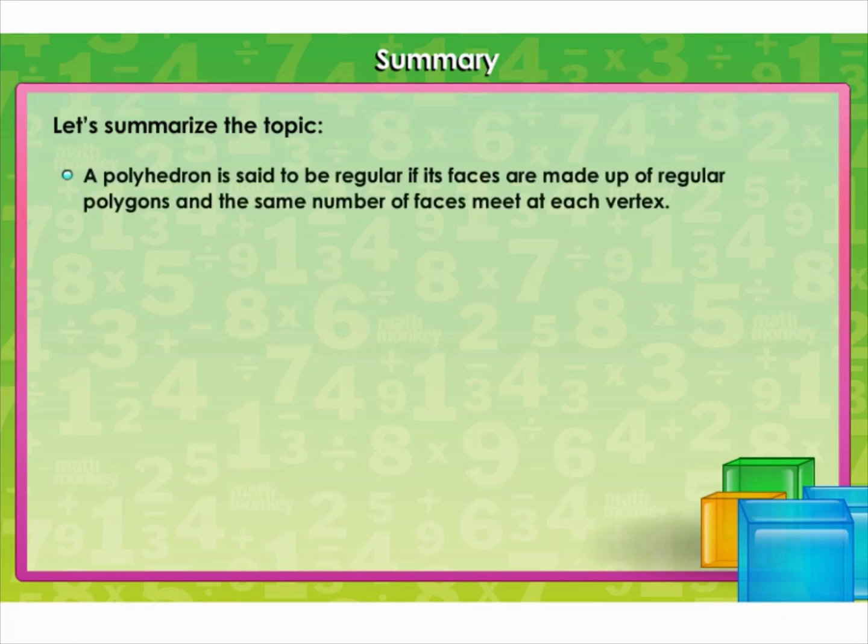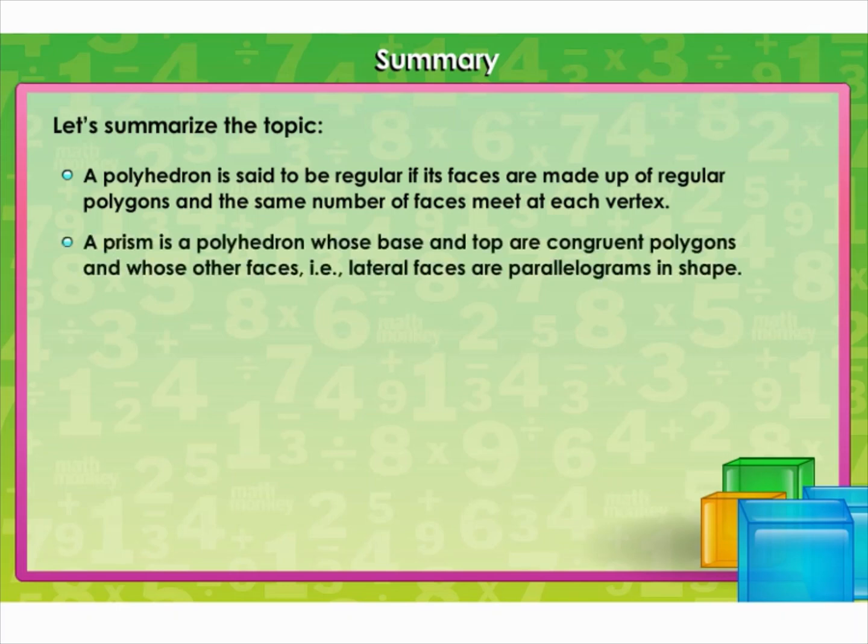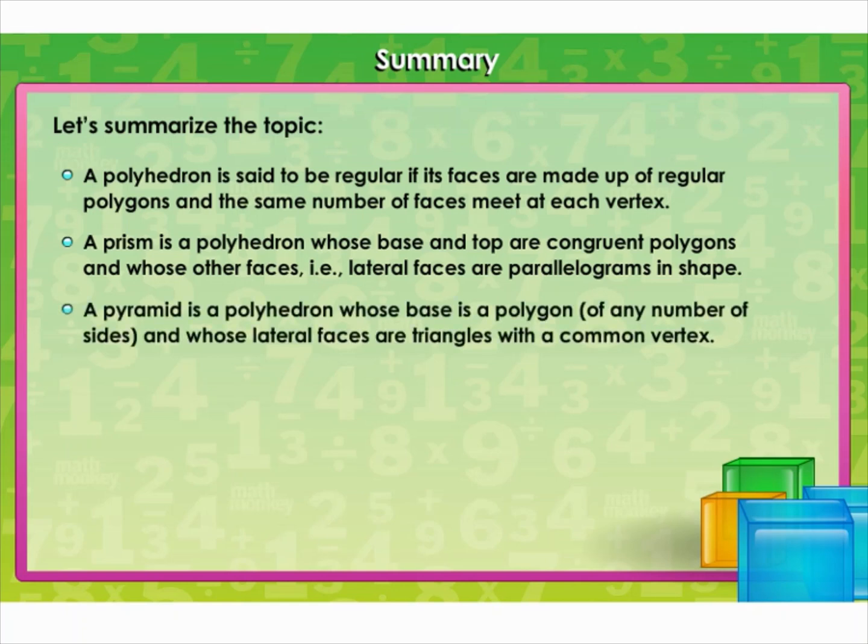A polyhedron is said to be regular if its faces are made up of regular polygons and the same number of faces meet at each vertex. A prism is a polyhedron whose base and top are congruent polygons and whose other faces, that is, lateral faces, are parallelograms in shape. A pyramid is a polyhedron whose base is a polygon of any number of sides and whose lateral faces are triangles with a common vertex.